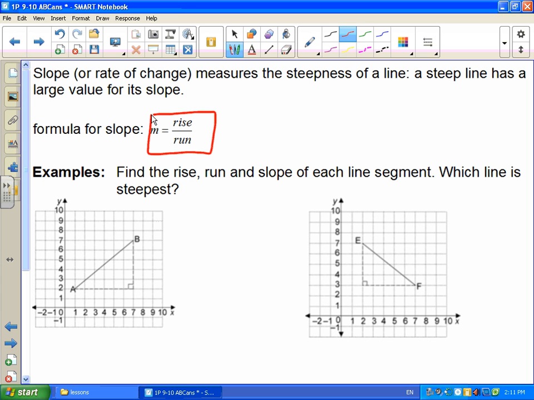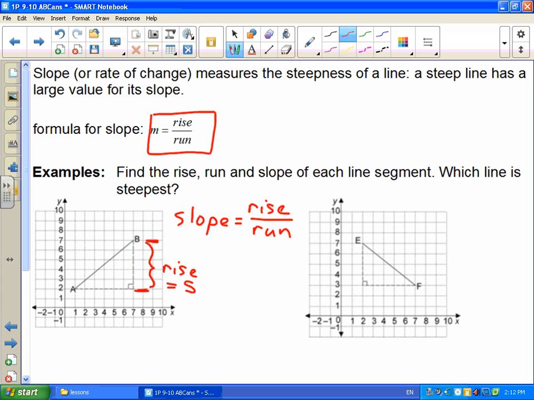So let's take a look at an example here. We've got line AB here in this first graph. We want to find the rise, the run, and the slope of each line segment. So to find the slope, we're going to use this formula. Slope equals rise over run. Now the rise is the amount that this line goes up. So it starts down here at 2, and the line goes up to a y value of 7. So this distance in here, this is our rise. So what is our rise? Well, if it goes from 2 up to 7, the rise is going to be equal to 5.